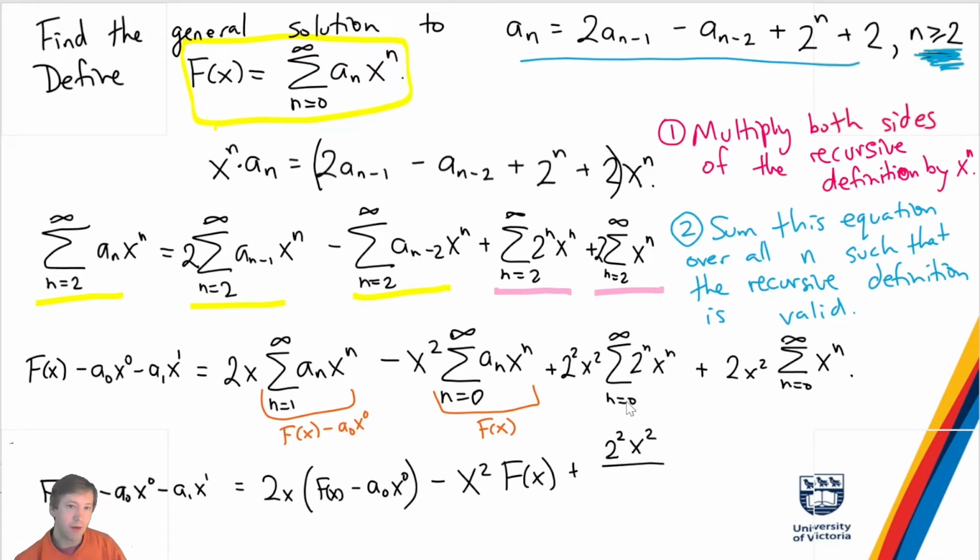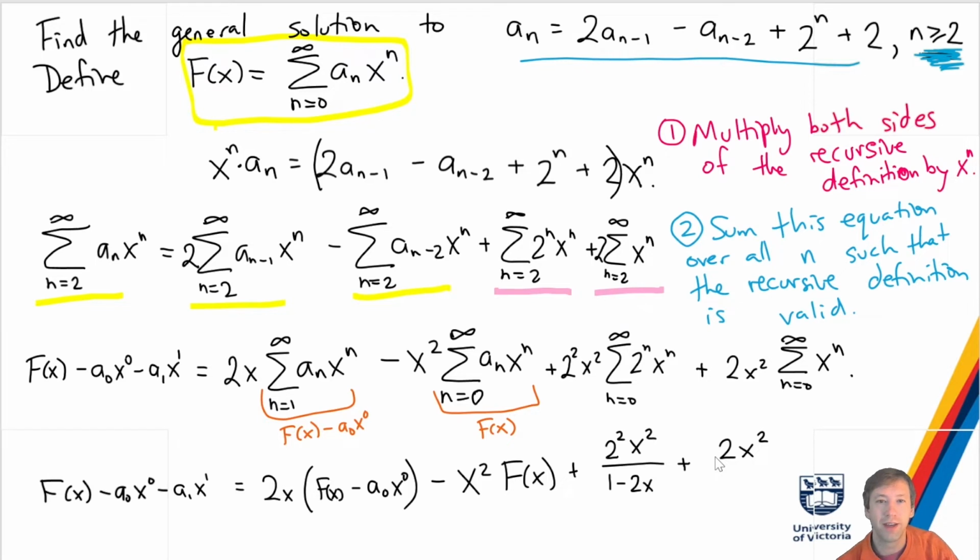So the sum of 2 to the n x to the n is the same as 1 over 1 minus 2x. So that's what we get for this. That's just one of these standard generating functions. And then this is the most standard generating function. So 2x squared. Oh, I noticed I'm sitting on top of some of our equations here. My bad. But this was just copied from the previous line anyway. So our last expression is 2x squared over 1 minus x.